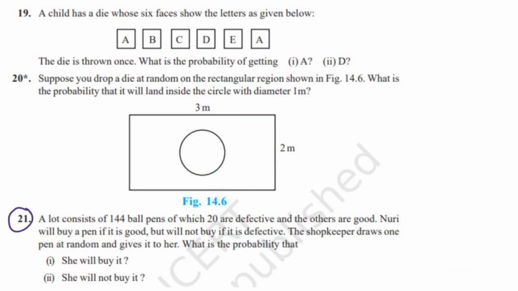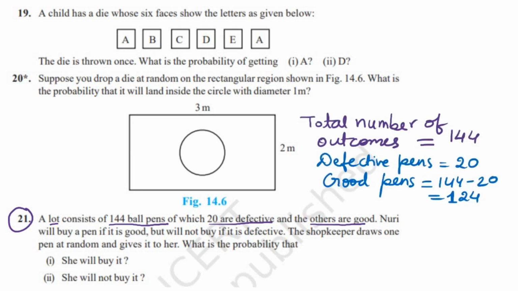In the 21st question, the question says a lot consists of 144 ball pens, of which 20 are defective and others are good. Let us collect some information. So total number of outcomes is 144, out of which 20 are defective. So the remaining are good pens, that is 124. Noori will buy a pen if it is good, but will not buy if it is defective. The shopkeeper draws one pen at random and gives it to her. What is the probability that she will buy it?